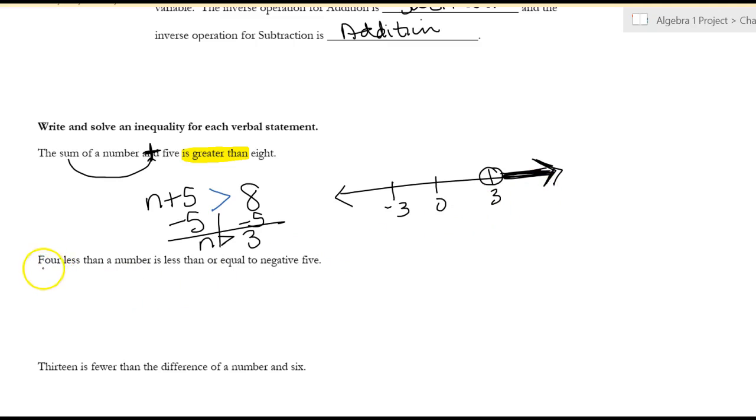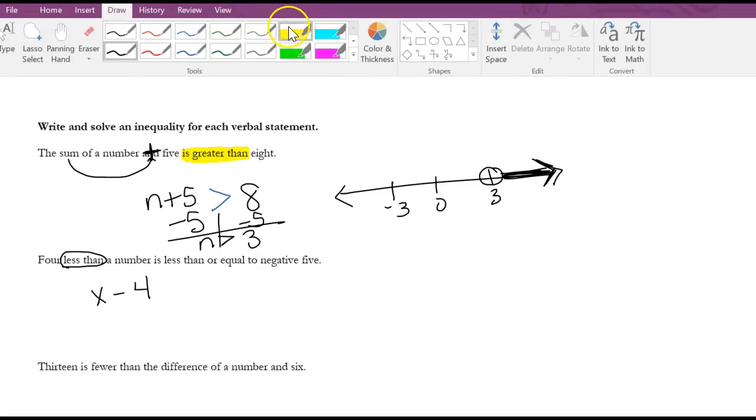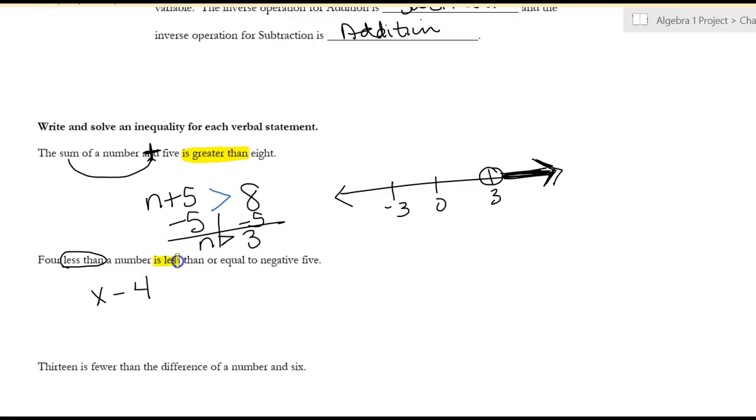Okay, 4 less than. Now it doesn't say "is," so less than is an operation, and remember, it's backwards. So 4 less than a number. Oh, here's another less than: is less than or equal to. So that's where the inequality comes in.